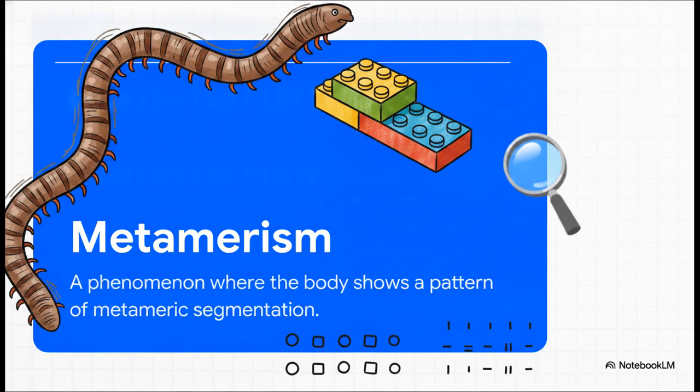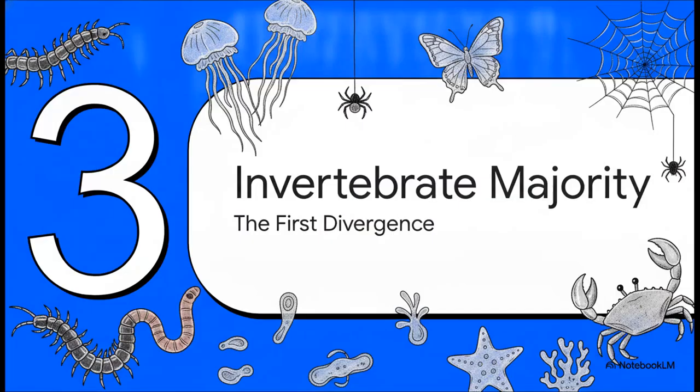Now, as these bodies get more complex, we start to see some truly fascinating structural innovations. Take metamerism, for example. If you've ever looked closely at an earthworm, you've seen this firsthand. It's when the body shows a pattern of repeating segments. It's literally like building an animal out of modular Lego bricks. This modularity gives them a huge advantage for movement and specialization, and it's absolutely crucial for how we categorize higher invertebrates. Section 3. The invertebrate majority, the first divergence.